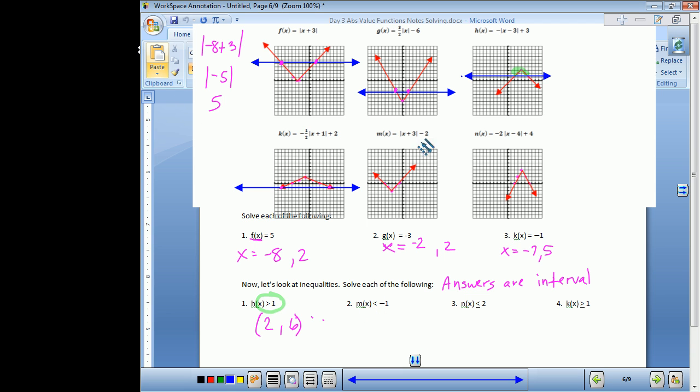Alright, now the next one we're looking at is m of x, which is this one. We want to know where it is less than -1. So we come in here and draw one in at -1. Where is it less than that? So just from here to here. So what are the x values that correspond to that? -4 to -2?